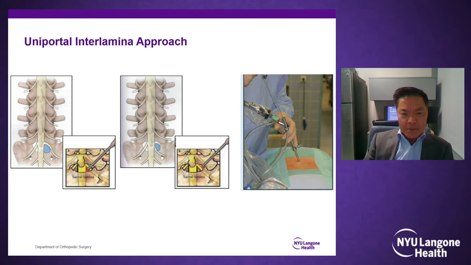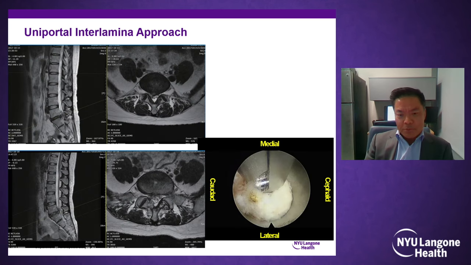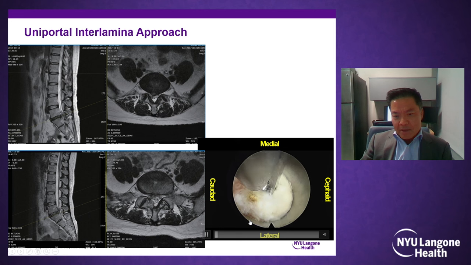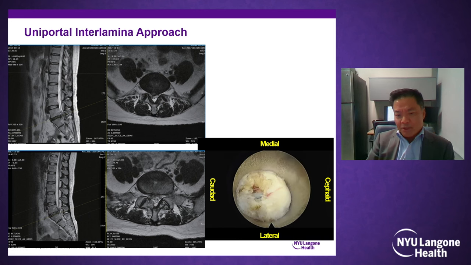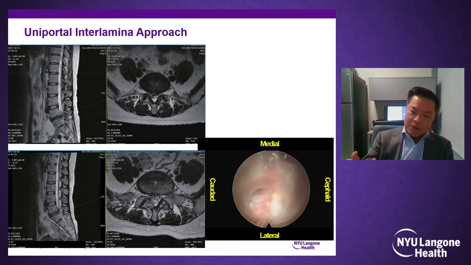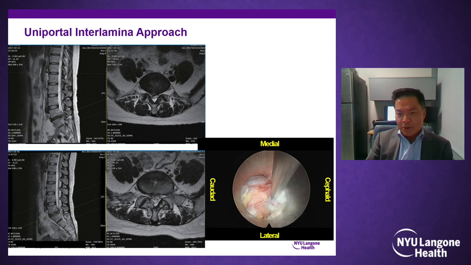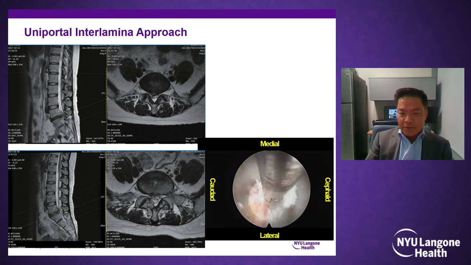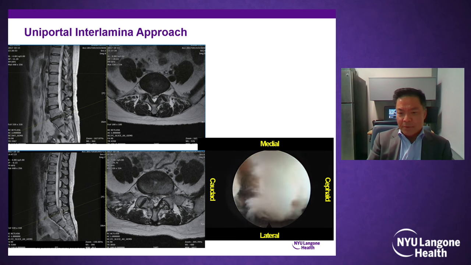Then came the uniportal interlaminar approach with Joimax. And this one would improve optics. You could see, this is the pre-op and post-op MRI. You could see the anatomy much clearer. You could see the dura being exposed by resecting the ligamentum flavum. And then by turning the scope around, you could work around the canal and pull out the disc as you see on this view here.